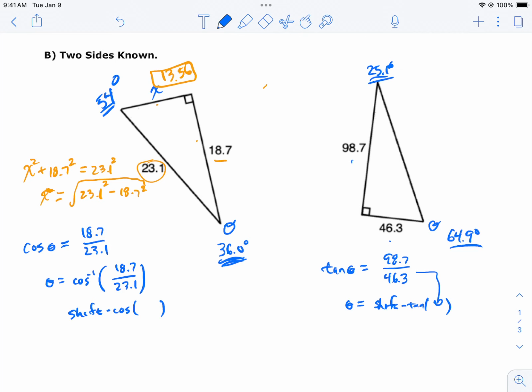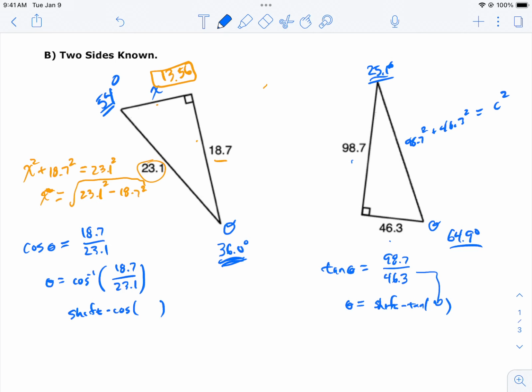And then, oh, this is the nice Pythag, right? Because we're solving for the hypotenuse. So you just do the old 98.7 squared plus the 46.3 squared equals the hypotenuse squared. So take the square root of all that, right? Now, make sure you square them, add them, and then take the square root. The last thing you do is a square root.